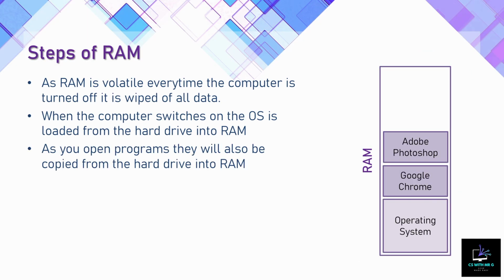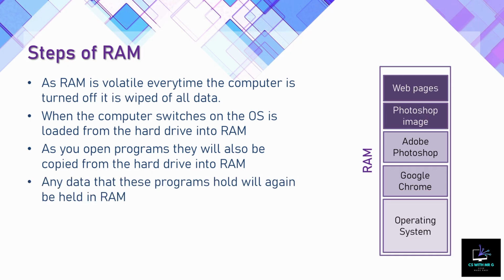The computer comes on, we open some programs, we open Google Chrome, we open Adobe Photoshop. These are also stored in RAM as they are being used. Any documents or data that these programs hold, so for example, if I open an image in Photoshop, this will also be stored in RAM. And when I start to open websites and web pages in Google Chrome, these will also be stored in the RAM. They are all documents, data, and programs, all in use, so they are being held in RAM. And as you can see, we don't have much space left here.